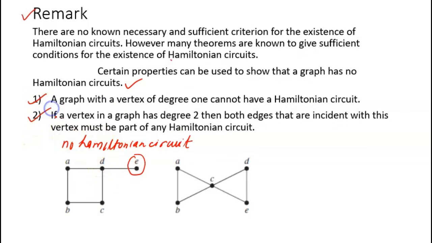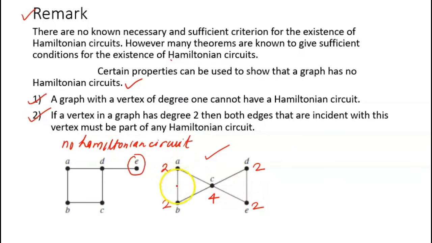The second result tells us that if a vertex in a graph has degree 2, then both edges that are incident with this vertex must be a part of any Hamiltonian circuit. To understand this, let us look at this example. In this graph, we have a vertex of degree 2, another vertex of degree 2, this is also a vertex of degree 2, and this is also a vertex of degree 2, and this vertex is of degree 4. So if we draw any Hamiltonian circuit, for example, let us take the vertex A here.